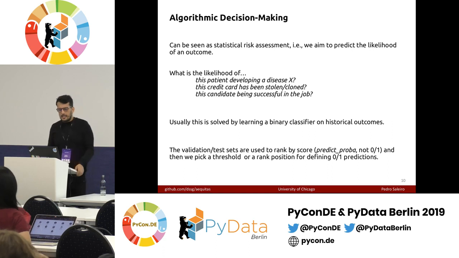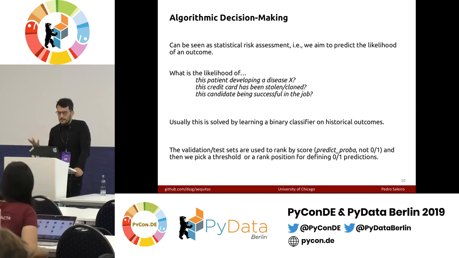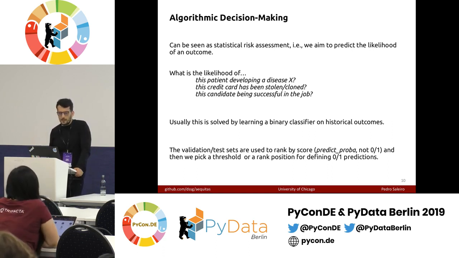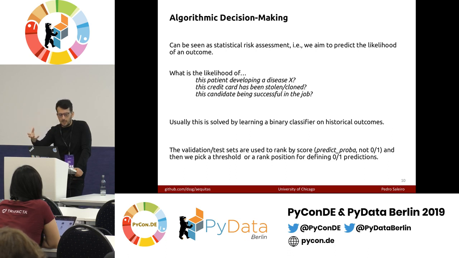algorithmic decision-making can be seen as statistical risk assessment. So you want to predict the likelihood of an outcome. And this outcome can be this patient developing a given disease, this credit card being stolen, or the likelihood of the job candidate being successful in the job. And usually this is solved by training a binary classifier on historical cases.